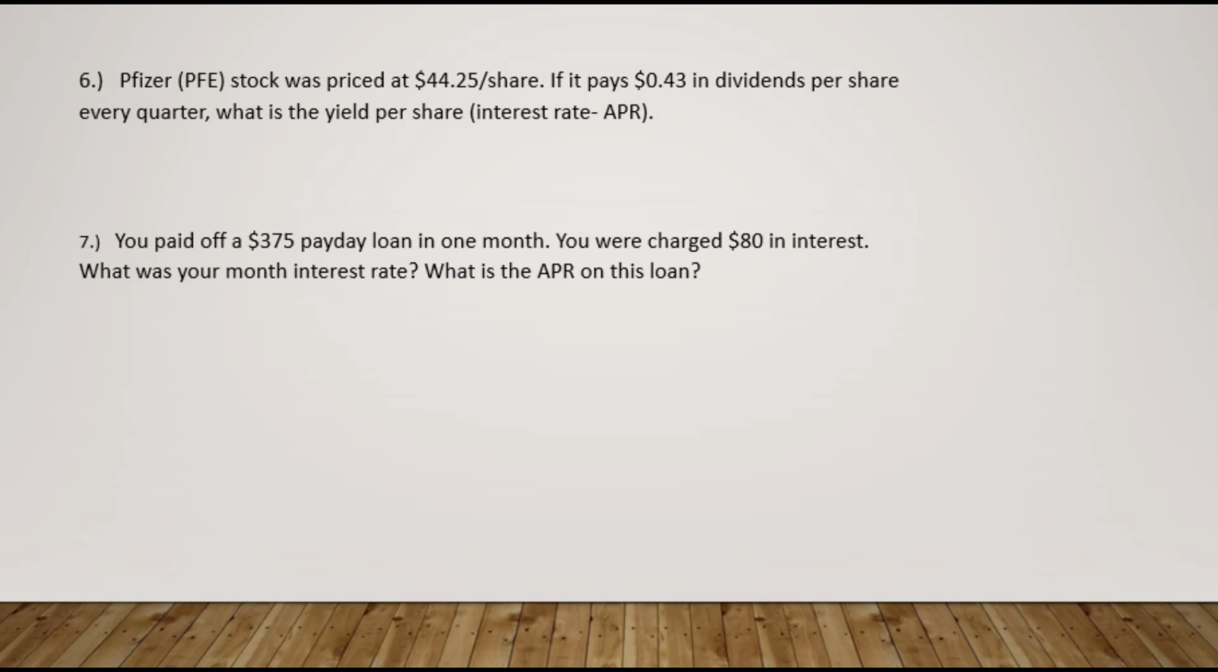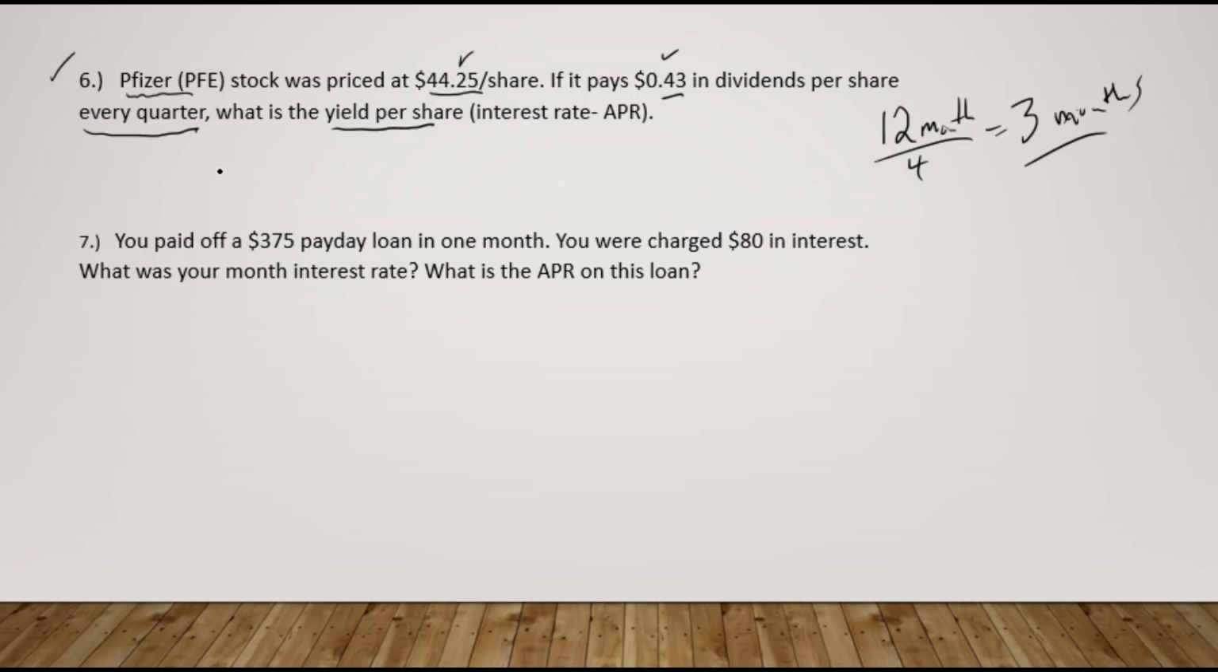So this one we haven't talked about, so I'll go over it a little bit. Number 6, Pfizer, which was the first company to come out with the coronavirus vaccine, right? The stock was priced at $44.25 per share, and it pays interest when you buy shares. So for each share you have, it pays 43 cents in dividends per share every quarter. There's 12 months in a year, so if you divide it into quarters, it's every 3 months. So every 3 months, they pay you 43 cents for every share that you own. What's the yield per share?